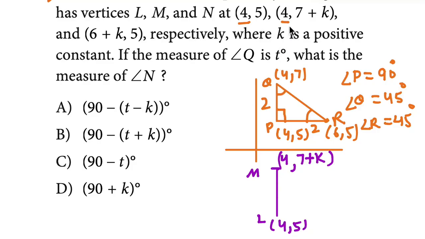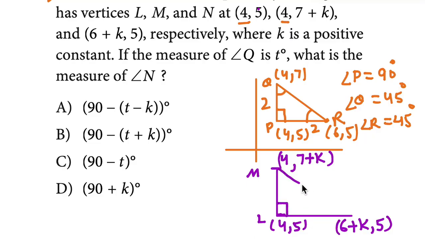And then 4, this 5 and this 5. Y is the same in these two. So that means this is somewhere here, 6 plus k and 5. It's parallel to the x-axis. Again, this angle is 90 degrees.